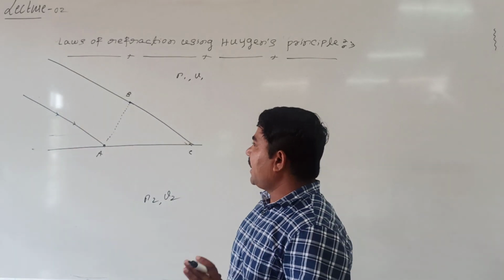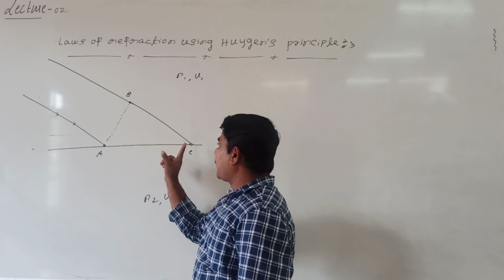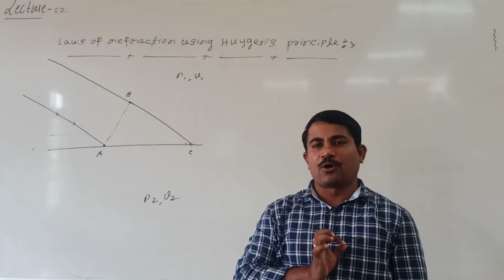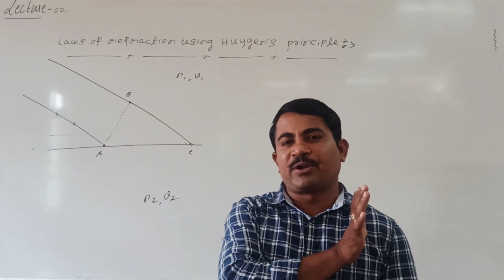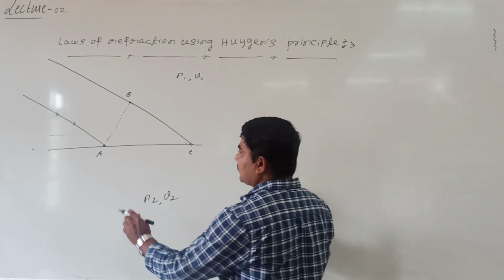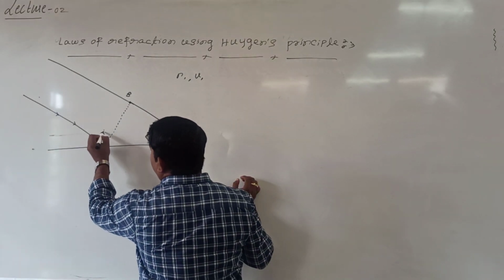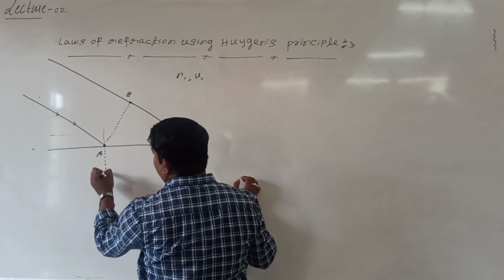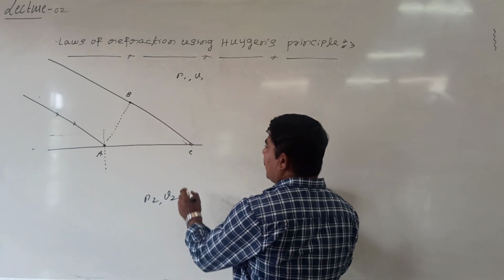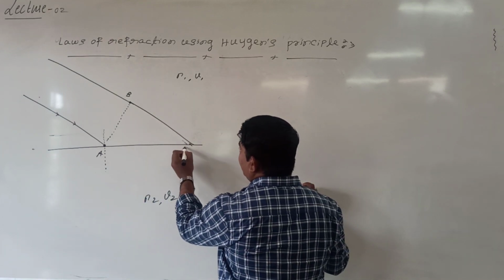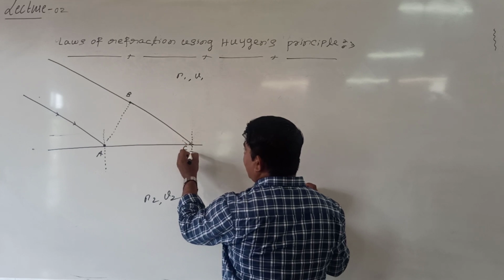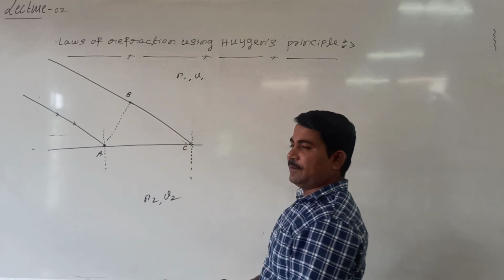Now, the ray of light incident at A, the ray of light incident at B, you should know the normal. A perpendicular line drawn at the point of incidence, we call the normal. How is it? See here. Similarly, at this point, if we draw a perpendicular line at the point of incidence, we call it the normal.